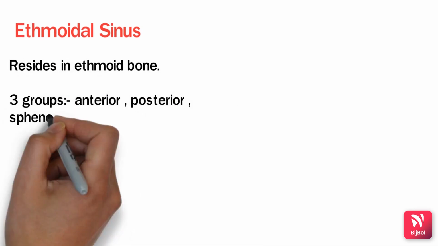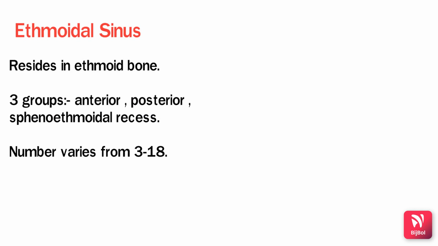Now coming to the next sinus, which is the ethmoidal sinus. It resides in the ethmoidal bone. It is divided into three groups: anterior, posterior and sphenoethmoidal recess. Number varies from 3 to 18. Ethmoidal sinus numbers vary from 3 to 18, whereas the frontal sinus is asymmetrical, and the maxillary sinus is paired.